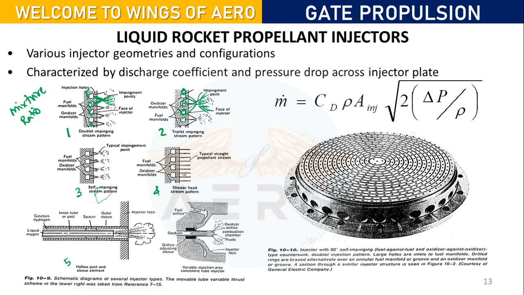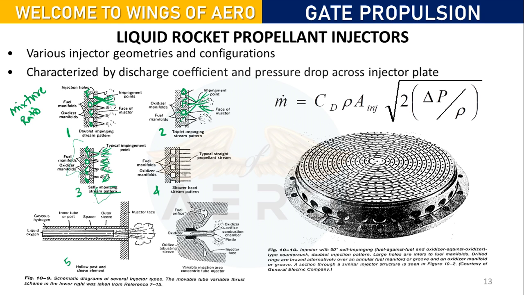Then we have the self-impinging stream pattern. By the name itself, it says that it will spray onto itself. Here we again have alternating fuel and oxidizer jets. The two jets, both of them, will be spraying by themselves. It is not combining the oxidizer and fuel.